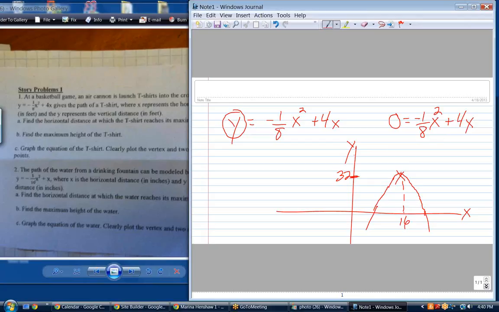Well, first thing I'm going to do here is get rid of this negative 1/8. So I'm going to multiply every part of this equation by 8, which gives me 0 equals x. Just by 8? Yeah, if I multiply it by negative 8. Oh, yeah.